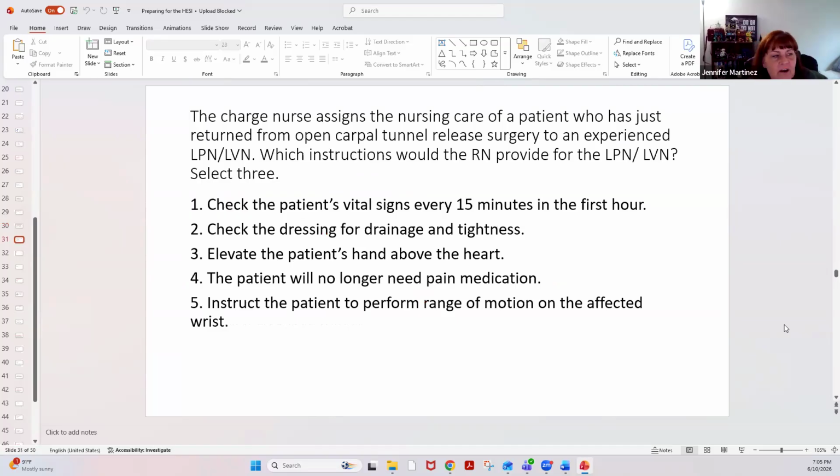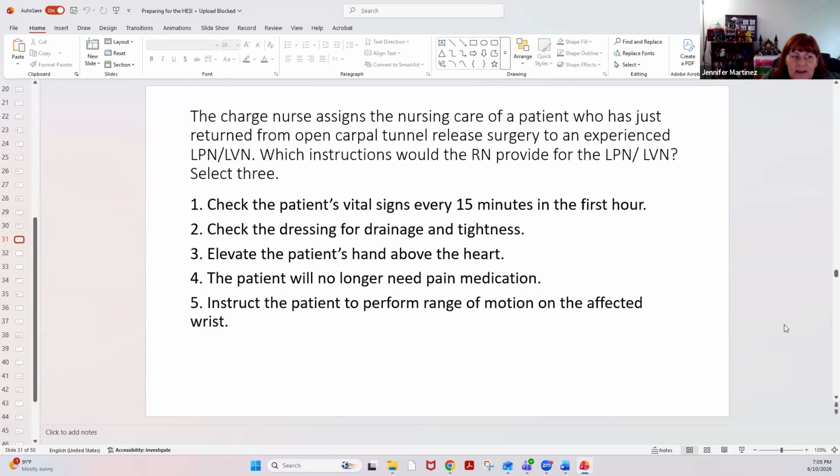All right. The charge nurse assigns the nursing care of a patient who has just returned from open carpal tunnel release surgery to an experienced LPN. Which instructions would the RN provide for the LPN? This one says to select three.